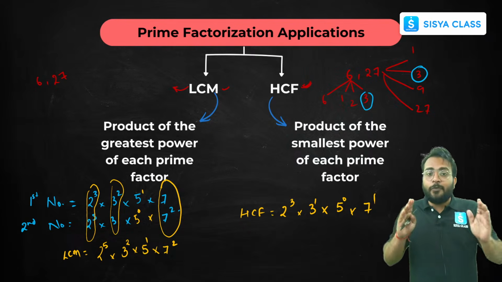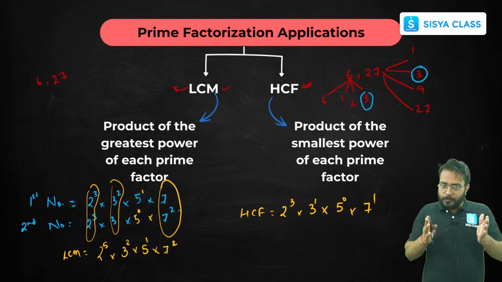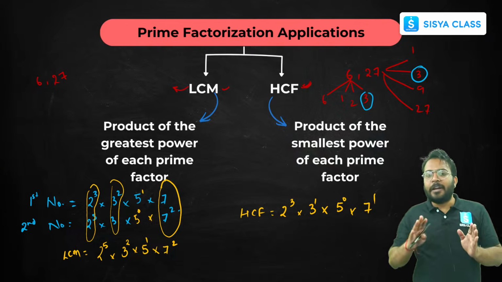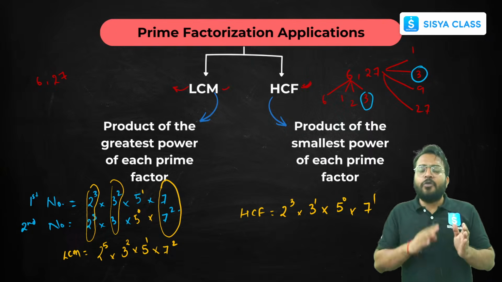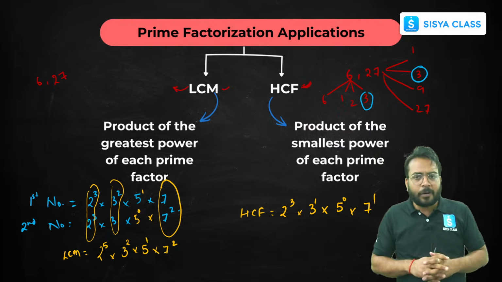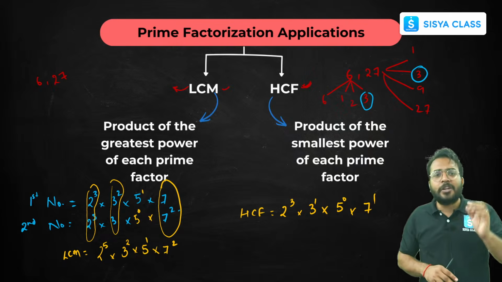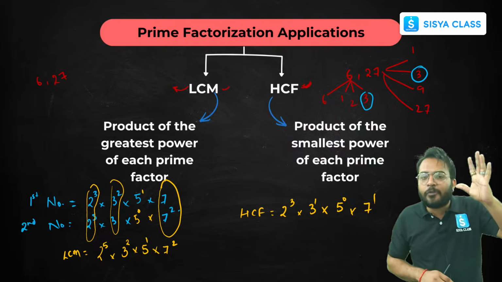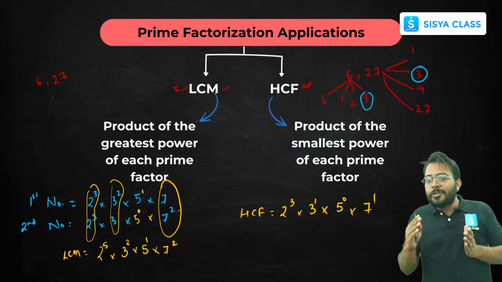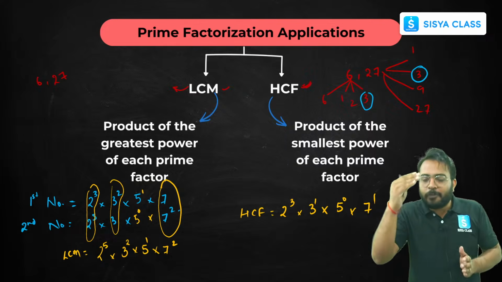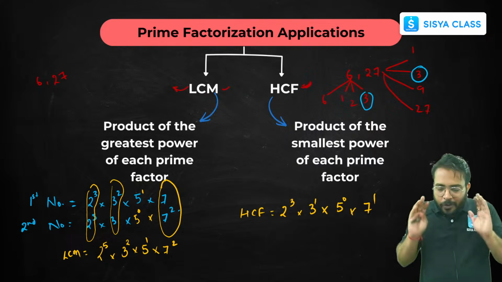So if you are having any two numbers, what you have to do is prime factorize them. After this, if you are going to find out the LCM, you have to choose the greatest power of each prime factor. HCF means you have to choose the smallest power of each prime factor. Understood my point? Yes. All right.